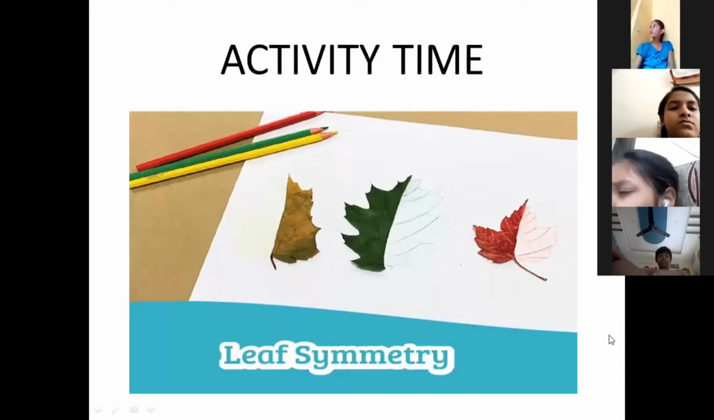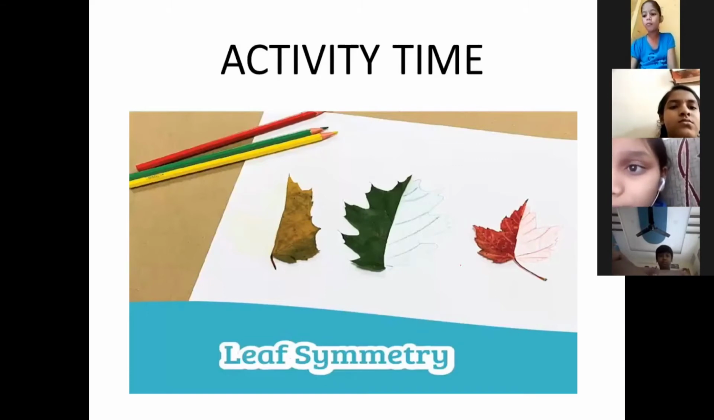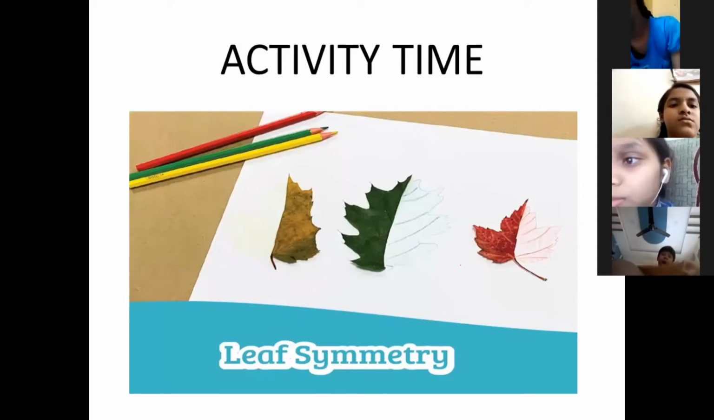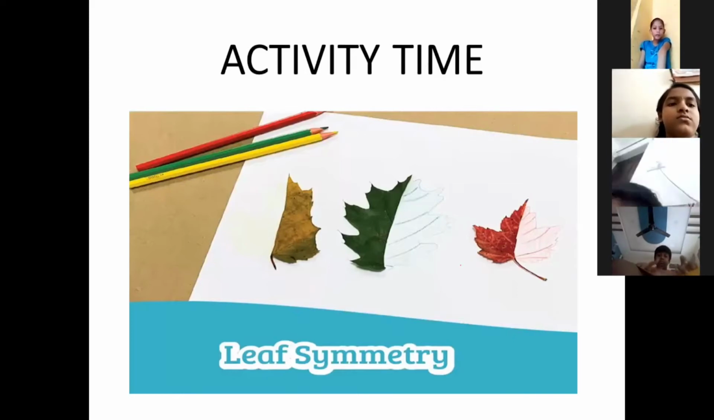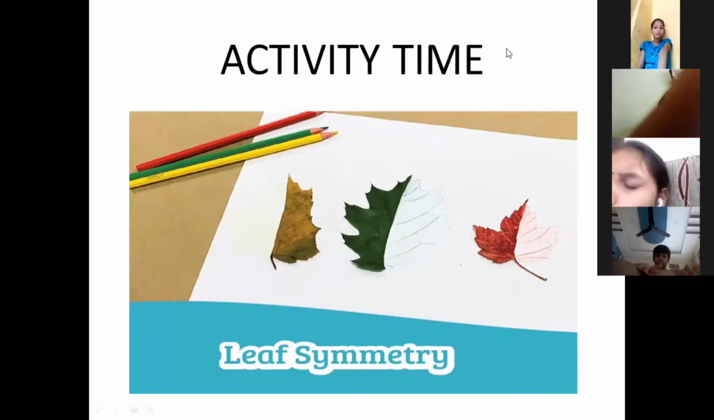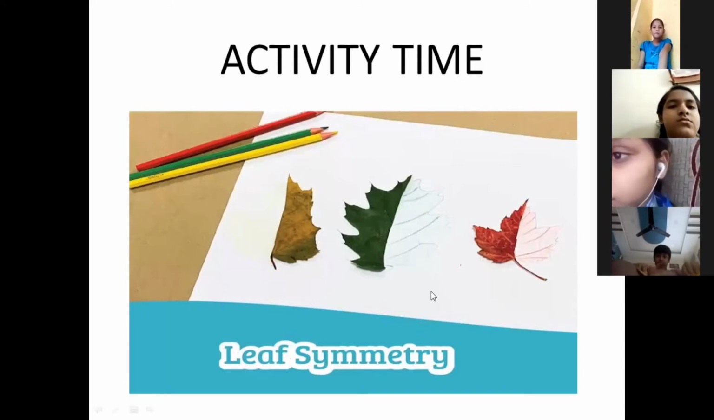Activity time. What you have to do is take a leaf, cut it into exactly half. On one side, paint the leaf. Then press the half, and you will get the remaining half there with the painting like this. So do it and stick it. This is leaf symmetry.